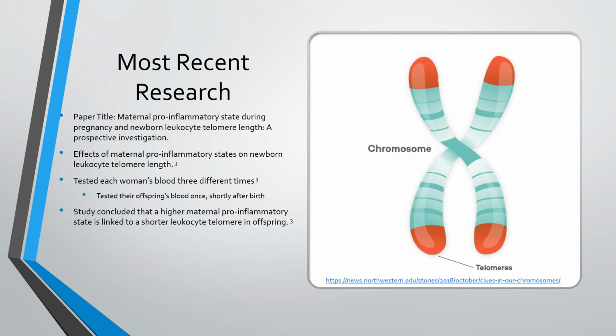The most recent research paper that Elizabeth Blackburn was on is titled Maternal Pro-Inflammatory State During Pregnancy and Newborn Leukocyte Telomere Length, a Prospective Investigation. The study was looking to reveal the effects of the maternal pro-inflammatory state on the length of a newborn's leukocyte telomeres. Throughout the study, 112 women had their blood tested at 3 different stages in their pregnancy: early, mid, and late. Additionally, researchers took one blood sample from their newborn baby soon after birth. The study concluded that a high maternal pro-inflammatory state was linked to a shorter leukocyte telomere length within offspring.